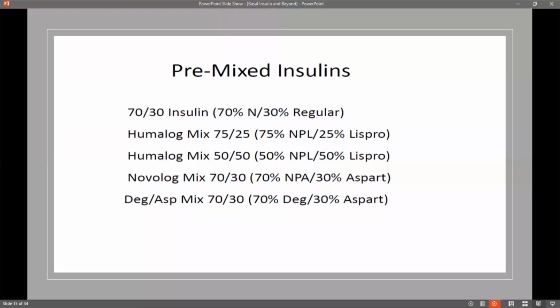There are other options as well. The Humalog mix comes in a 75-25, whereas in this combination, 75% of the dose is neutral protamine, the intermediate acting insulin, and the 25% is the Lispro dose. There is a 50-50 mix of the large amount.